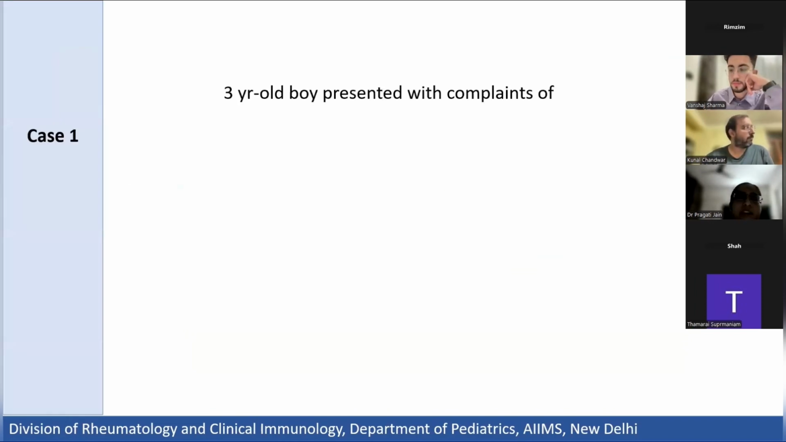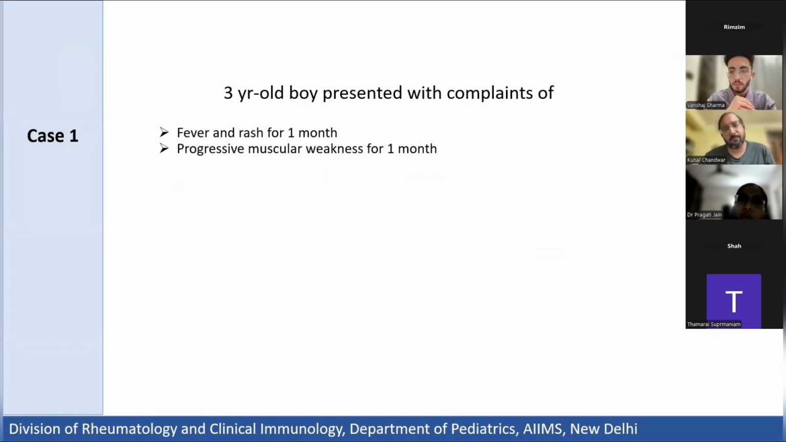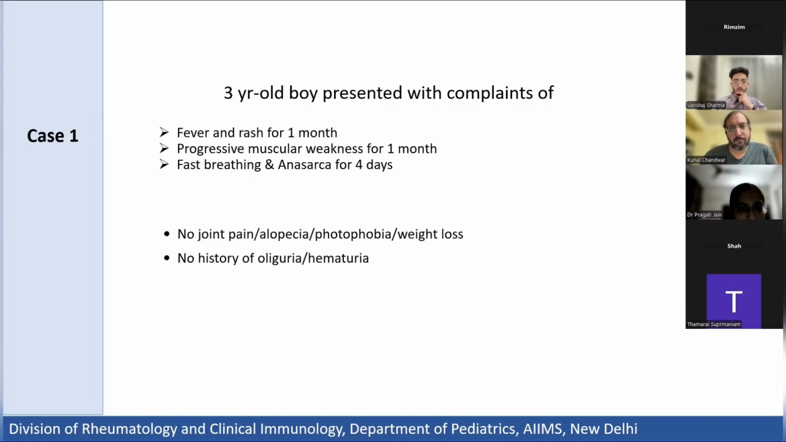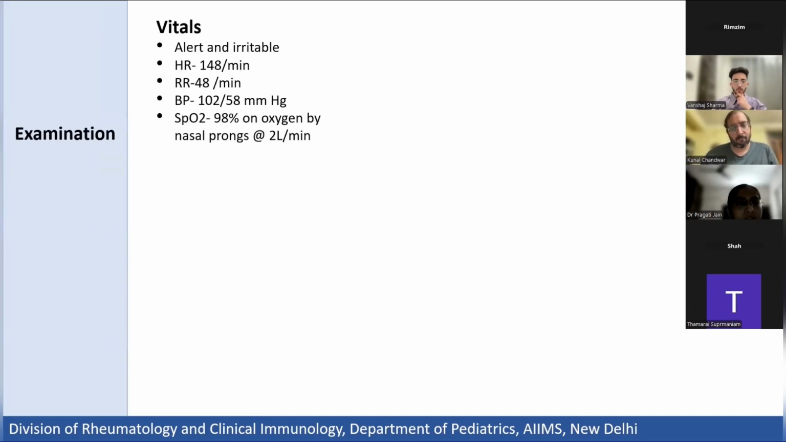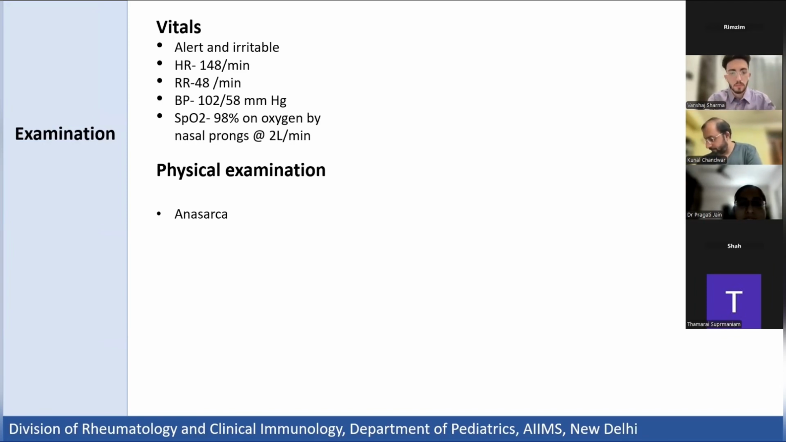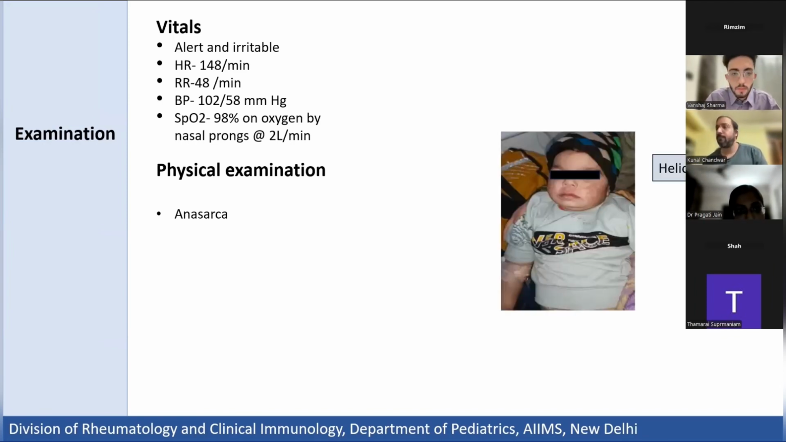Case 1 is a 3-year-old boy who presented with complaints of fever and rash for 1 month, progressive muscular weakness for 1 month, and fast breathing and ANASARCA for 4 days. There was no history of joint pain, alopecia, photophobia, weight loss, oliguria or hematuria. On examination, vitals were stable with a heart rate of 148 and BP between the 58th to 98th centile. The child required oxygen support by nasal prongs.